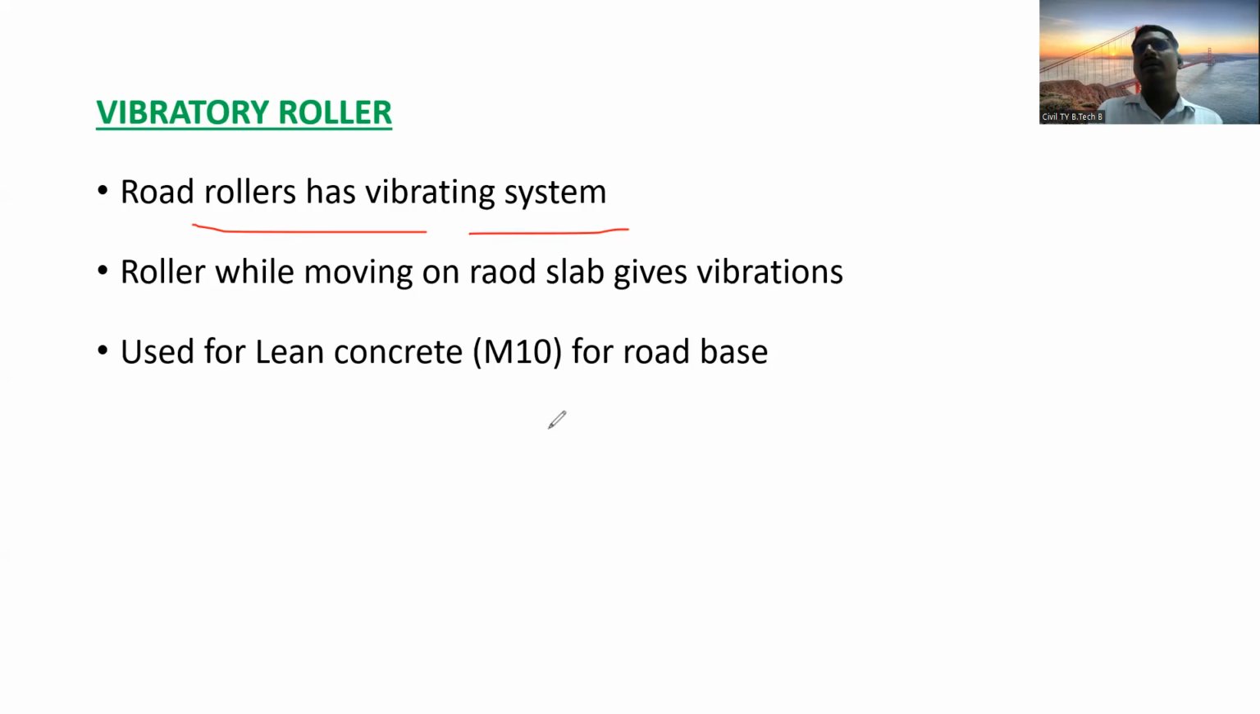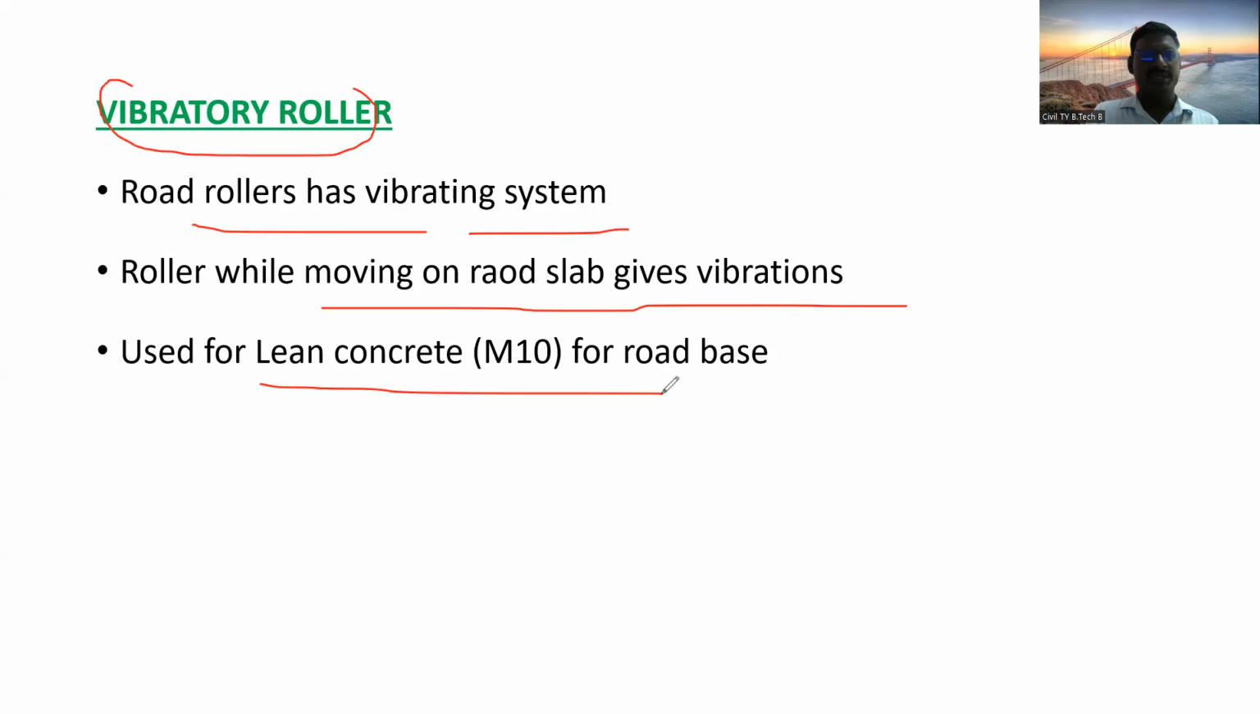So these vibratory rollers we can also use for the compaction of concrete. While moving on the road slab, rollers give vibrations, as I told. While moving, they are giving the vibrations. So if the vibrations are given, whatever air gaps are there in that particular layer may be removed, and we can compact the layer. Generally, these vibratory rollers we can use for lean concrete, M10, for the road base.